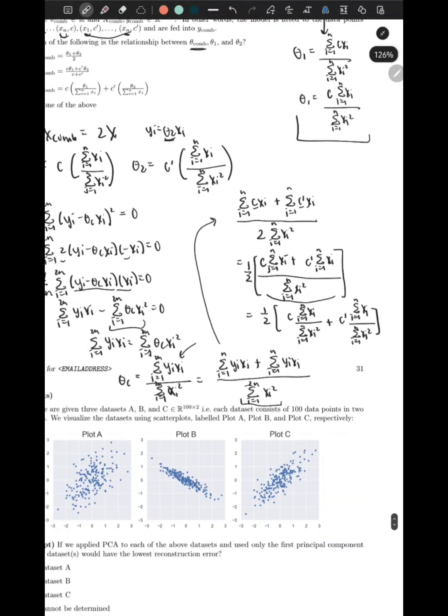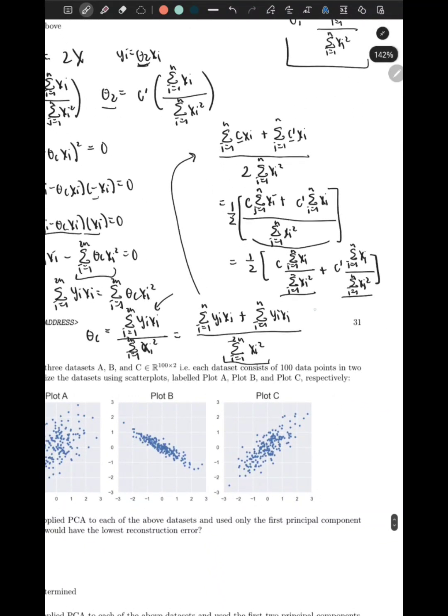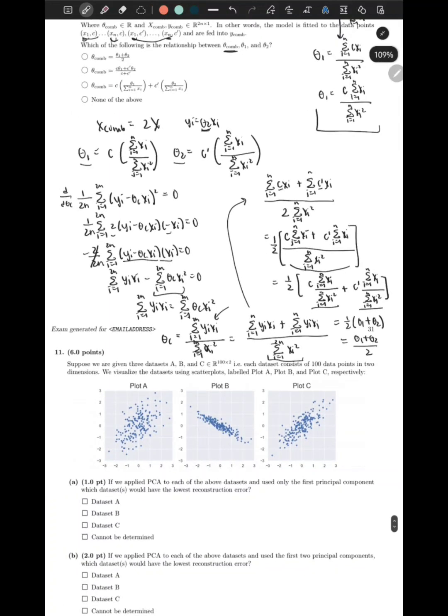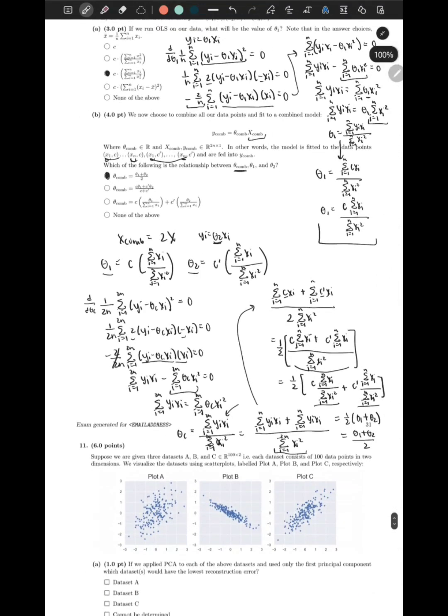Okay, and we wrote down what these two expressions were beforehand. This is just equal to theta 1 and theta 2. So subbing this whole thing in, this is just equal to 1/2 times (theta 1 plus theta 2), which is equal to (theta 1 plus theta 2) over 2. And this is just equal to this first option here, option A. Okay, and this concludes the walkthrough video for question 10.